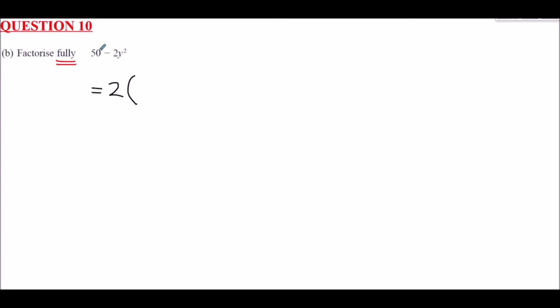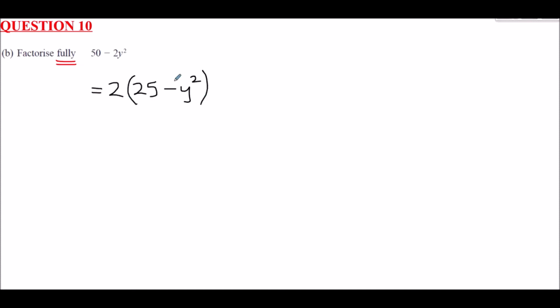So I've got 2, I want 50. What do I multiply 2 by to get 50? I need 25. Minus, so stick a minus in. I need a 2, sorry. I've already got a 2, so I don't need to multiply by any other numbers. But I just need a y squared on the end.